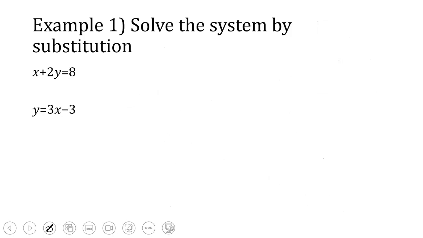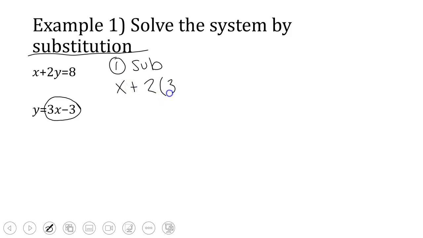Let's try another one. So here's the same thing. Let me look at my equations. Oh, y is by itself, so I know I need to do substitution. So my first step is to substitute. I'm going to take this 3x minus 3 and replace it in the first equation instead of y. Put my x plus 2, open your parentheses, 3x minus 3. So we're replacing that y. And then distribute.